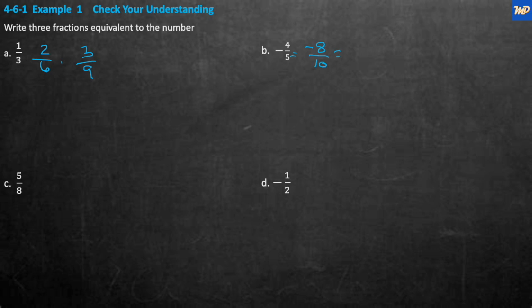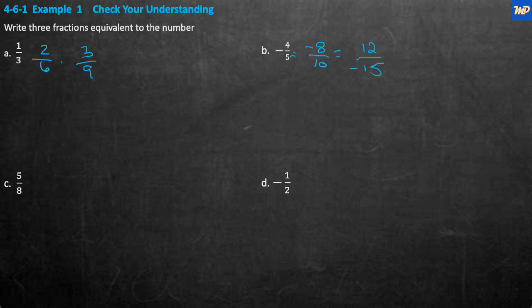Also, we could write, let's multiply this by 3, so we can have 12 divided by 15. 3 times 4 is 12, 3 times 5 is 15. And we want negative, so we could put the negative down here with a 15. 12 over negative 15, same answer.